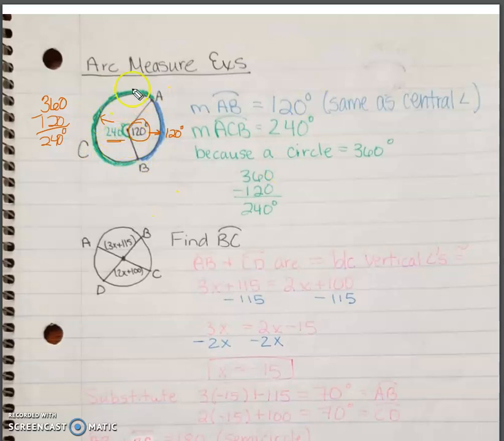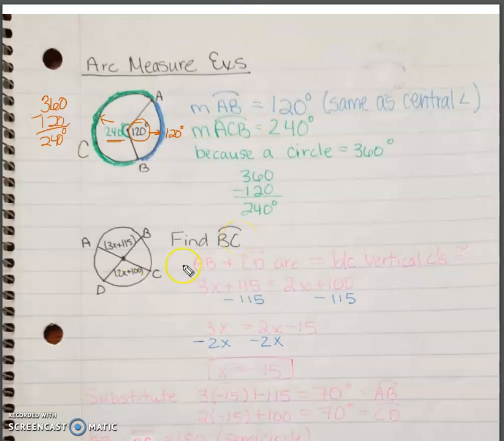Okay, so I know you'll have various portions of the circle given to you. You may have to add angles together to get your arcs. You may have to subtract angles to get your arc. Okay, but with the numeric part, it's here.